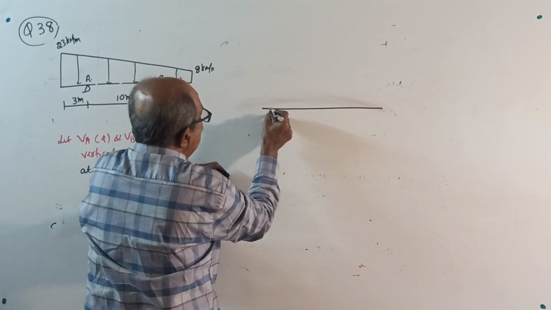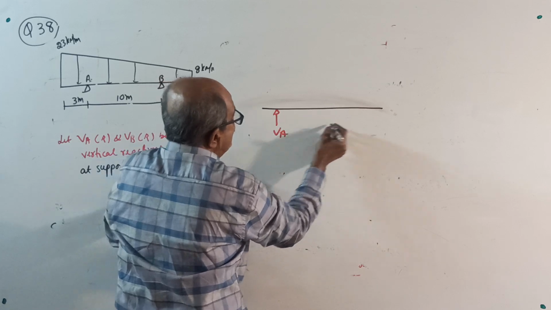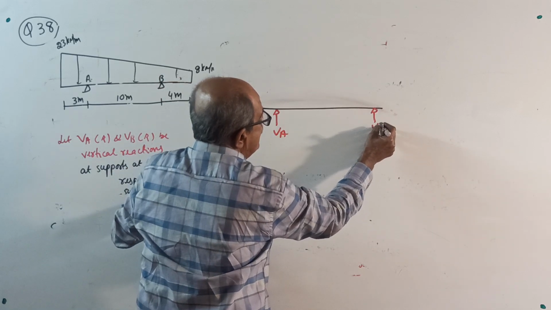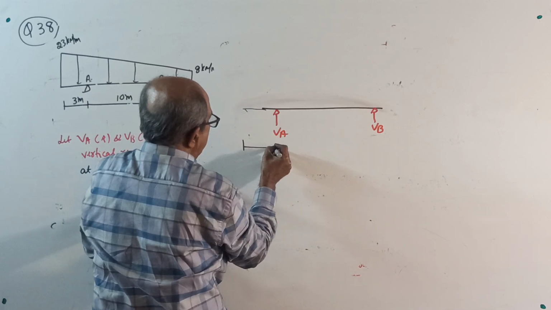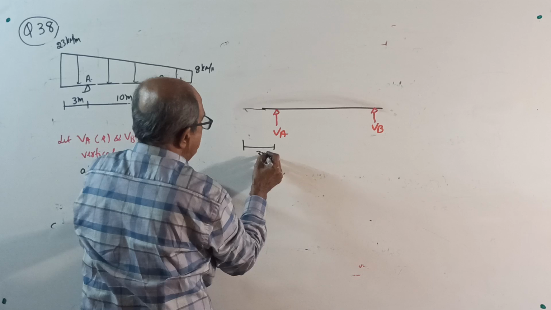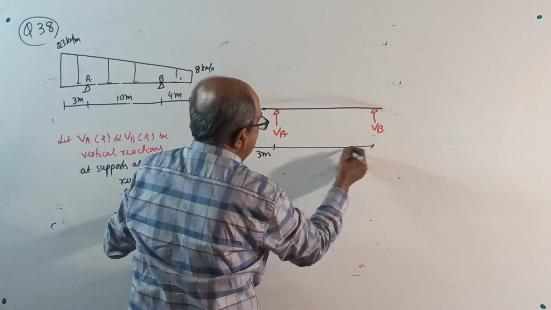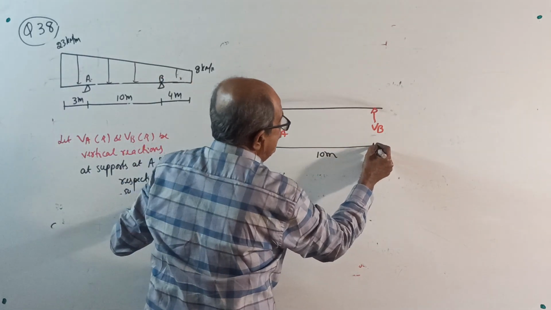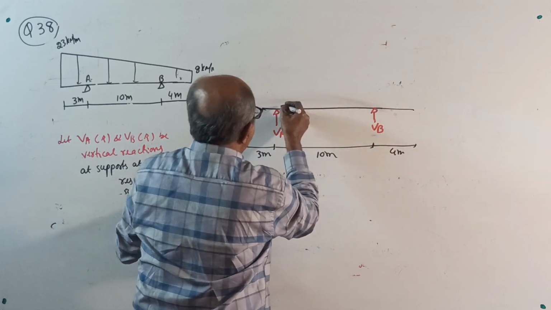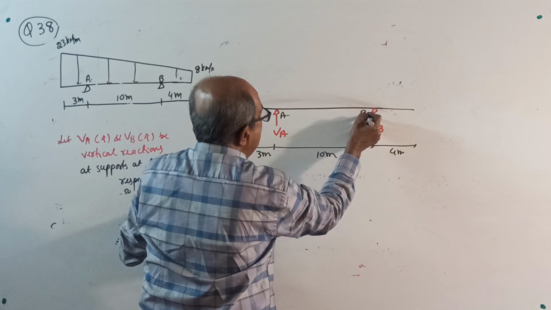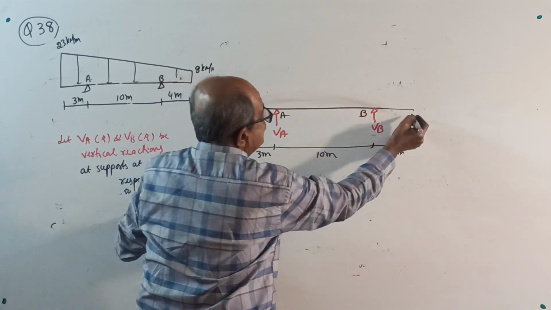This is reaction VA. This is reaction VB. 10 meter. This is 3 meter, this is 10 meter, this is 4 meter. Okay. See, this is A, this is B, this is C, this is D.